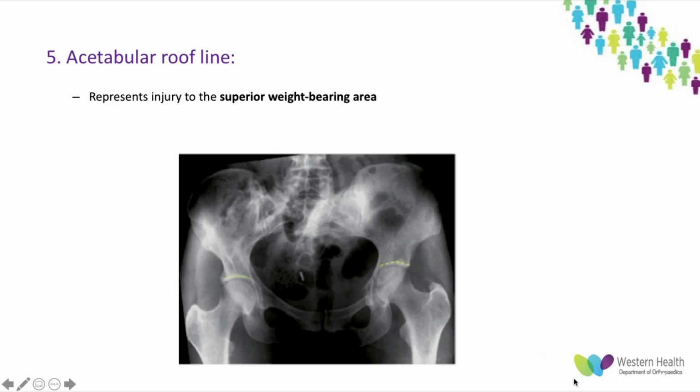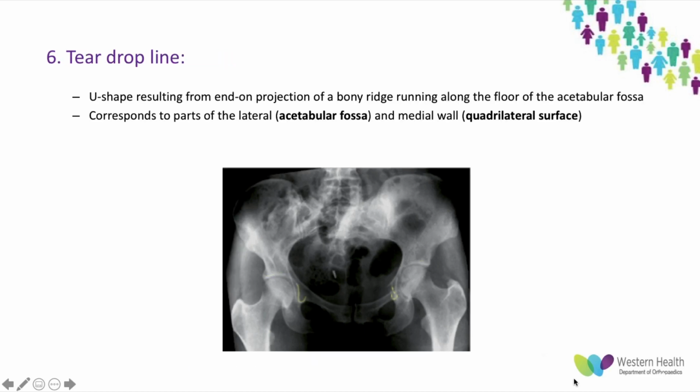The acetabular roof line is a line over the acetabular dome, and a disruption in this line represents injury to the superior weight-bearing area. And lastly, the teardrop line is a U-shaped line that's formed by an end-on projection of the bony ridge along the floor of the acetabular fossa. It corresponds to the lateral acetabular fossa and the quadrilateral surface.